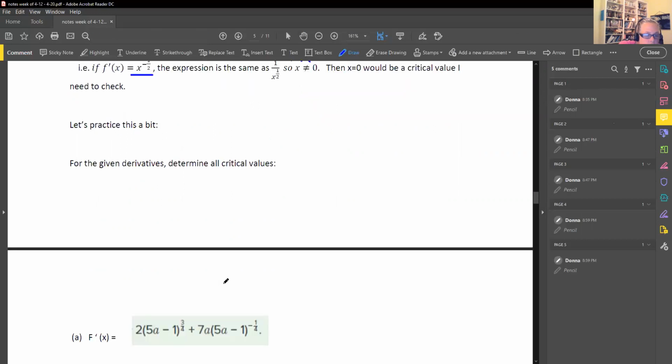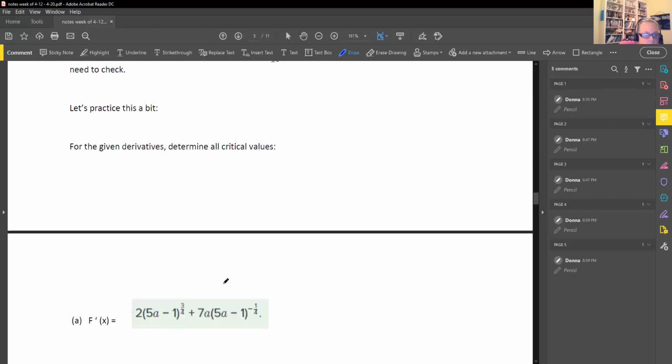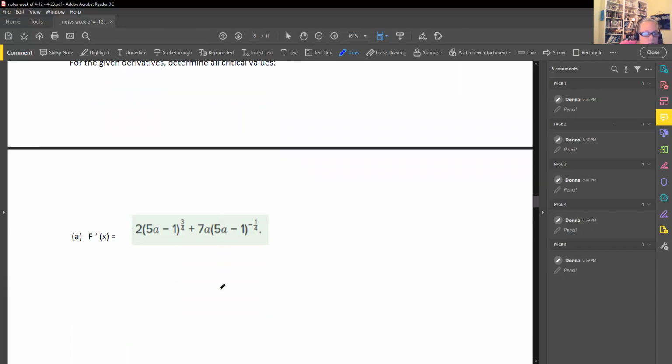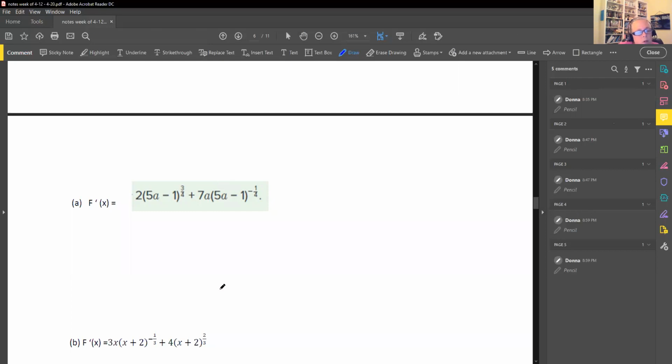So what we're going to do now is pretend that we found the derivative, and we're going to practice with some of the algebra because my main concern is the algebra. So we're going to practice finding all critical values, okay? So with this first one, when I look at it, I go, oh, there's fractional exponents. So I'm going to take out the most negative power that I can. So I'm going to take out 5a minus 1 to the negative 1/4.